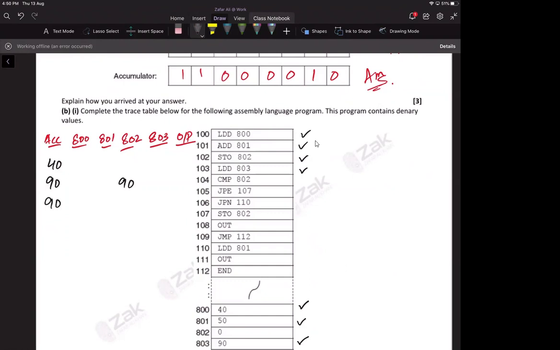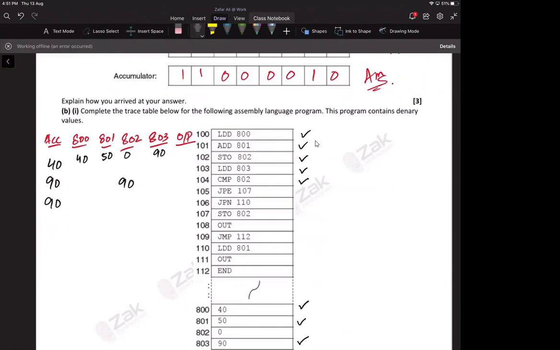Again, 90 is loaded. So mind it, if the previous value and the next value are the same, you will still be reloading it. So 803 had 90 in it earlier. 802 had 0 in it earlier. 801 has 50 in it earlier. And 800 has got 40 in it earlier. Okay, so this is now loaded. Load 803. 803 has got 90, which is loaded here.